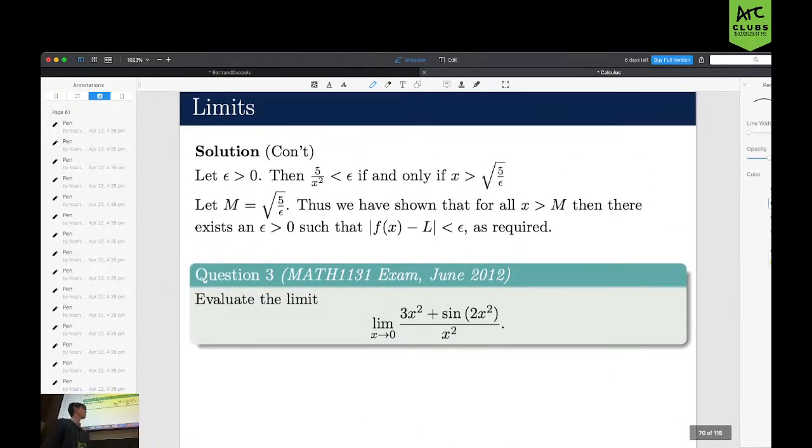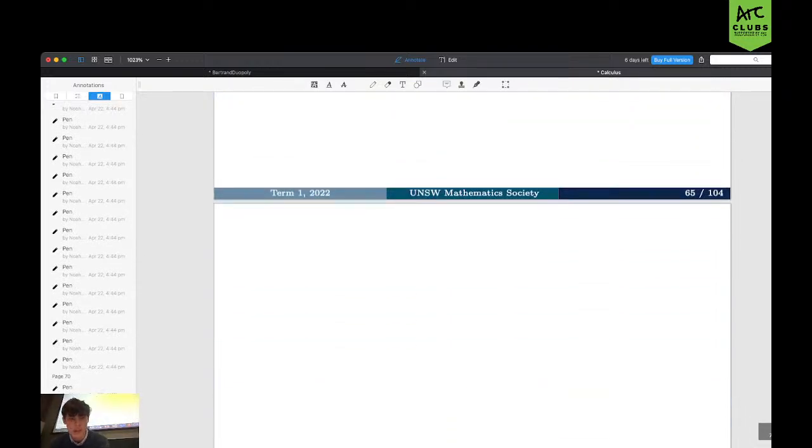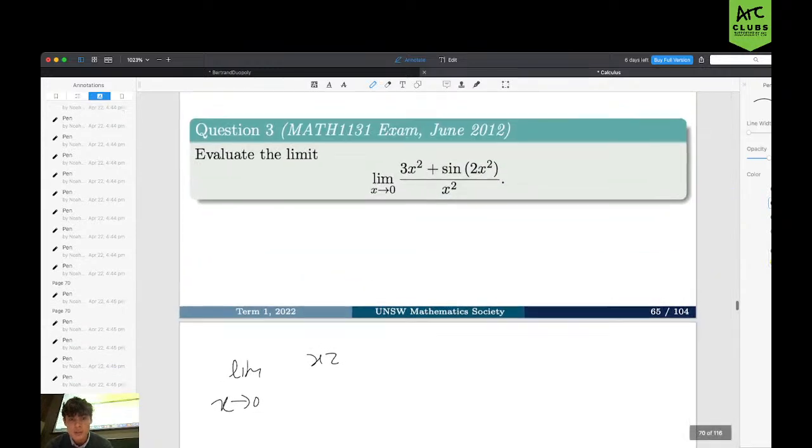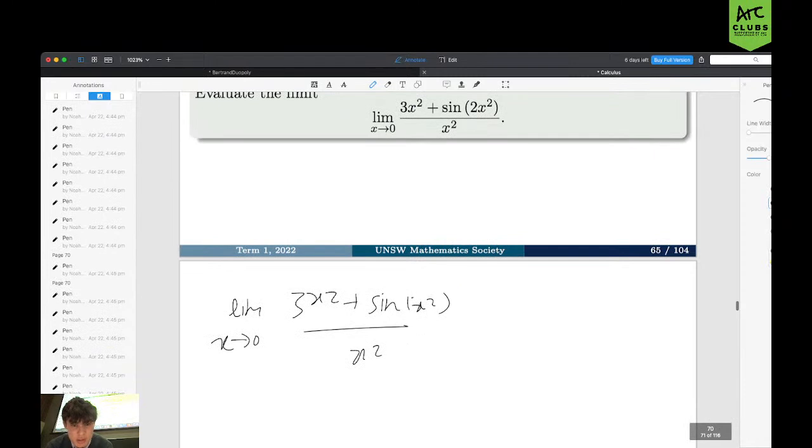So let's go ahead and move on to a question where we're actually trying to find a limit, not trying to prove that one exists. So the limit that we're trying to find is this one here. The limit as x approaches 0 of 3x squared plus sine of x squared, all over x squared. Oh, sorry, sine of 2x squared.